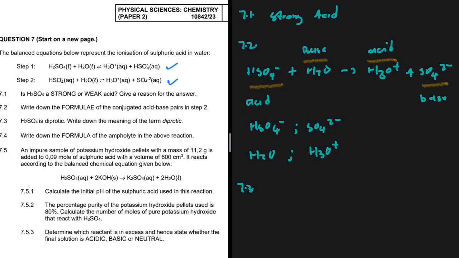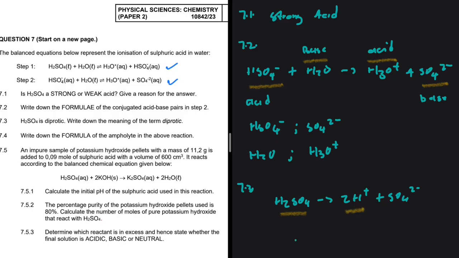7.3, H2SO4 is diprotic. Write down the meaning of the term diprotic. So let me show you what we mean when you say H2SO4 is diprotic. H2SO4 can give us 2H+ and SO4 2-. So for one H2SO4, it can donate 2 protons. That's why we're saying that is diprotic.